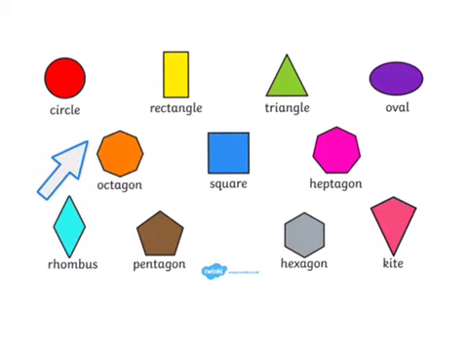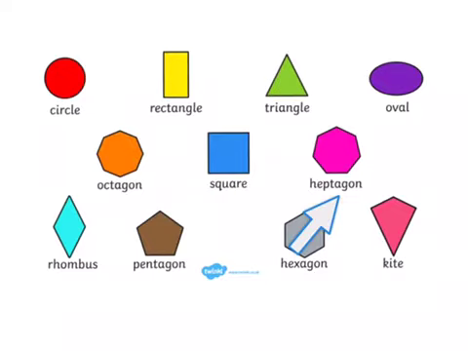Alright, moving my arrow up to this one here. That one is very interesting. I can count 1, 2, 3, 4, 5, 6, 7, 8 sides on that one. We call this an octagon. See if you can say it. Octagon. Octagon.